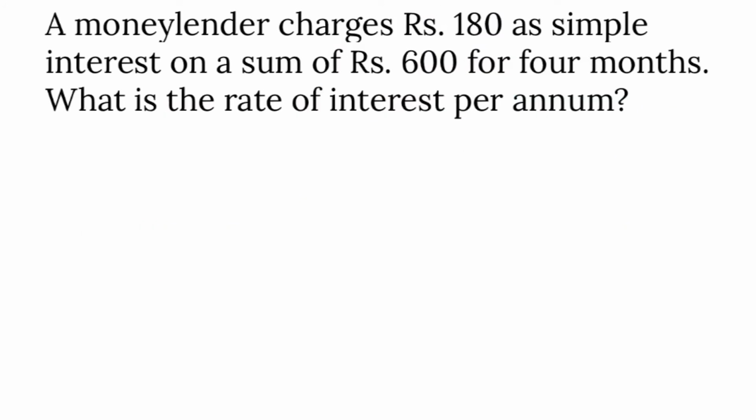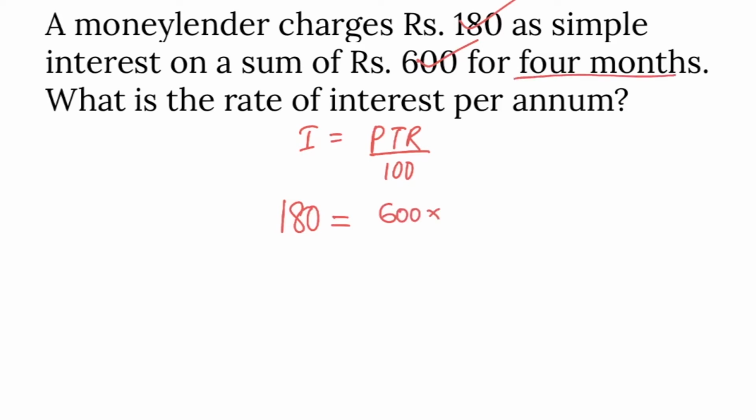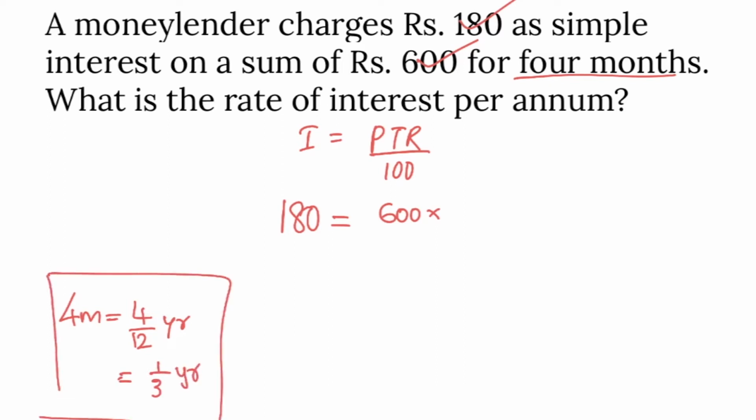A money lender charges 180 rupees as simple interest on a sum of 600 rupees for 4 months. What is the rate of interest per annum? Rate of interest is required. In simple interest, for finding interest, formula is PTR by 100. Here interest is given as 180 rupees. Principal is 600 rupees. Time period is 4 months. 4 months are equal to 4 by 12 years. What is meant by 4 by 12? 4 by 12 is 1 by 3 years. So time period is 1 by 3.